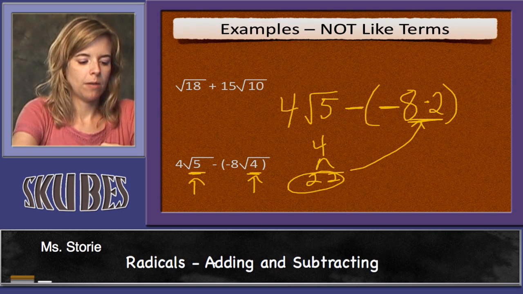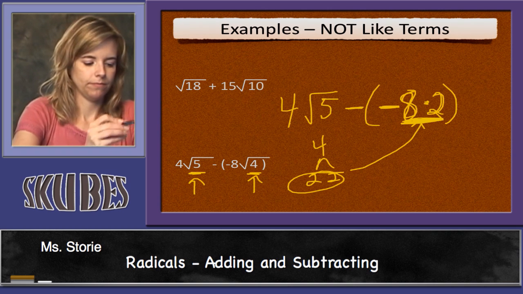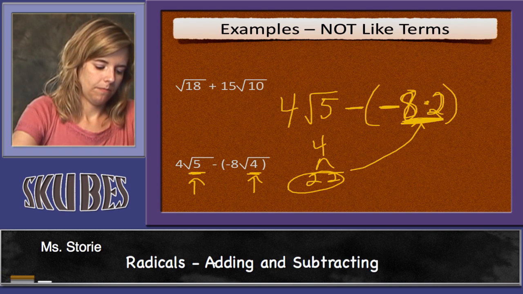Now, PEMDAS says we deal with our parentheses first. So we're looking at negative 8 times 2. So that's going to be 16.